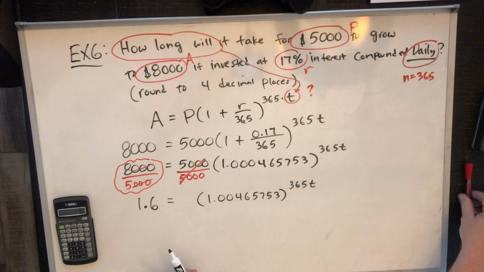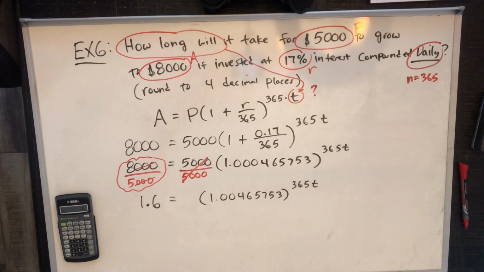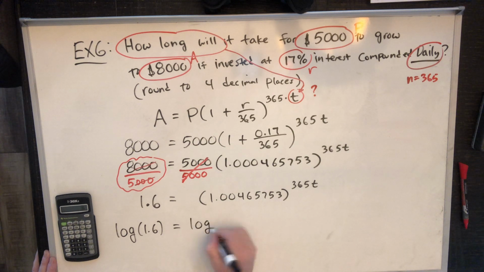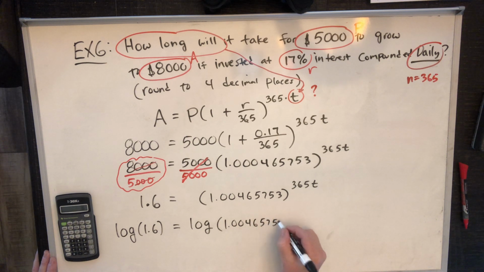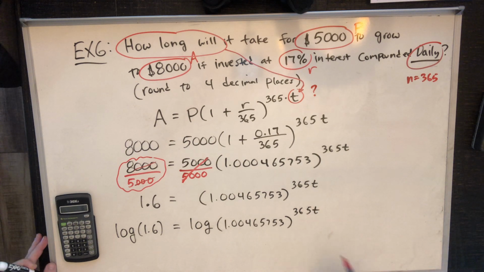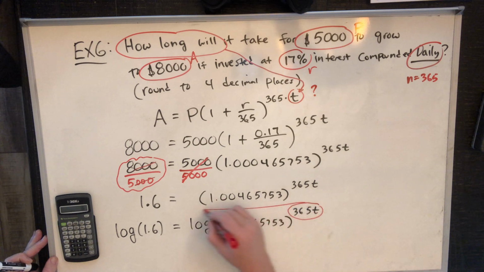All right. Now we're going to use a logarithm. That's the whole lesson that we've been learning lately. So you can use either the common log or the natural log. Let's go ahead and do common log. So I got log 1.6 equals log 1.0046575 to the 365t. Wait to take the logarithms until the very end. It's going to be a little bit of writing for a few minutes, but we'll get through it. Bring your exponent down to the front.